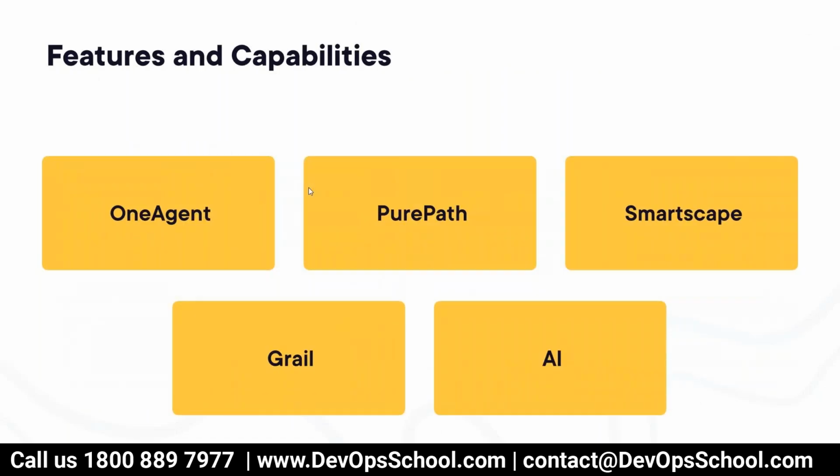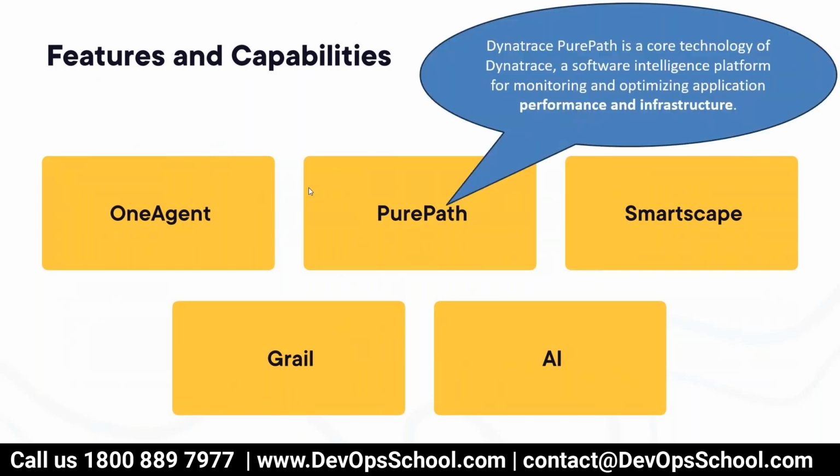Some of the features and capabilities: yes, it has OneAgent, which I talked about, for everything. And then we have PurePath. PurePath is a feature which helps you find any performance and infrastructure related issues at the very internal levels. That means, let's say you have an APM issue, it will tell you what exactly in the code is causing this performance issue. So at the code level, Dynatrace will give you the information.